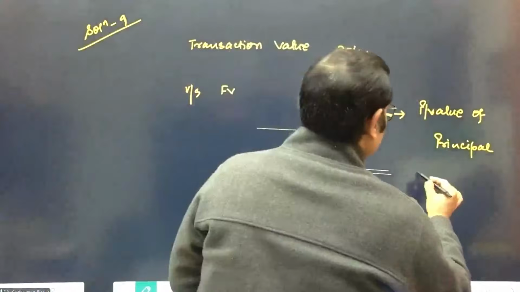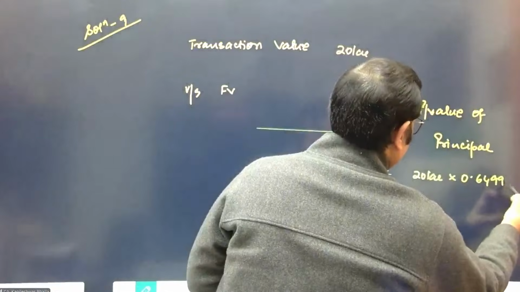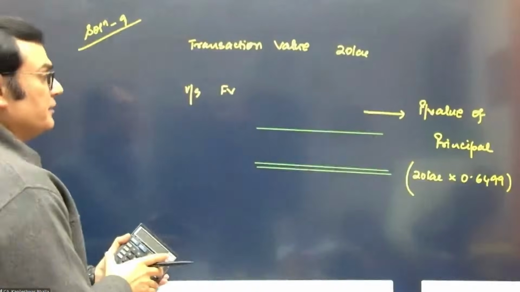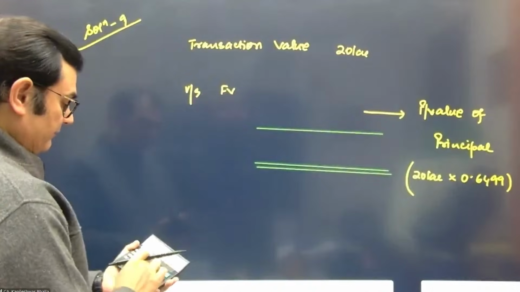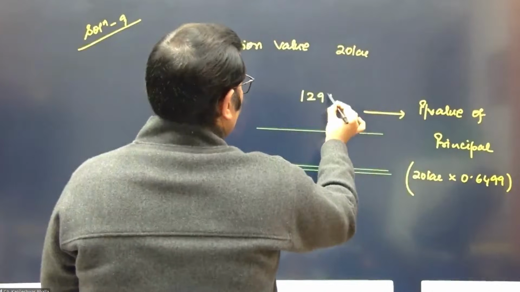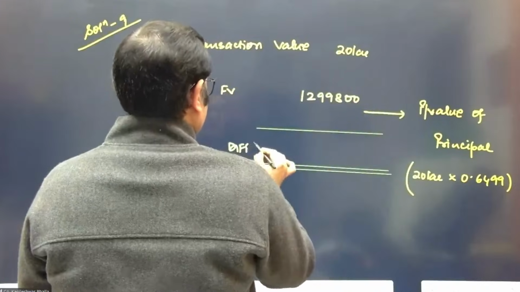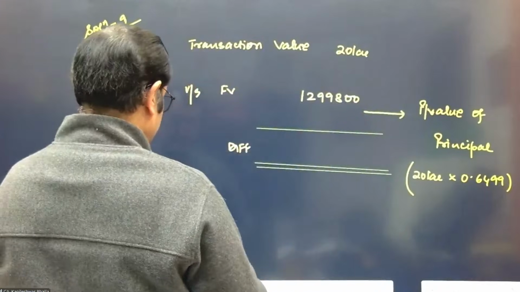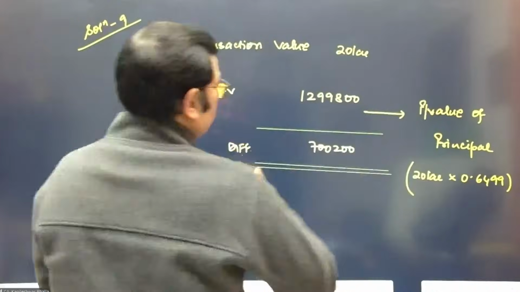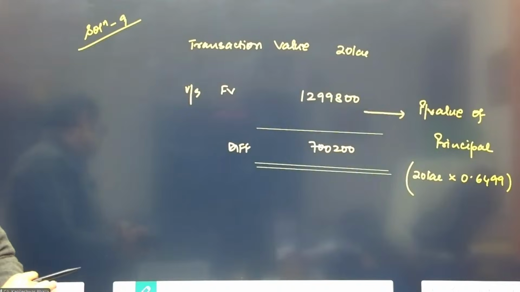So this is going to be 20 lakhs into 0.6499, and that's going to give us the present value, that is the fair value. 12,99,800. That's right, 12,99,800, and therefore we get a difference, and the difference is 7,20,000. Great. So now let's look at the entry at the inception. I think you can definitely handle the rest of the issue.